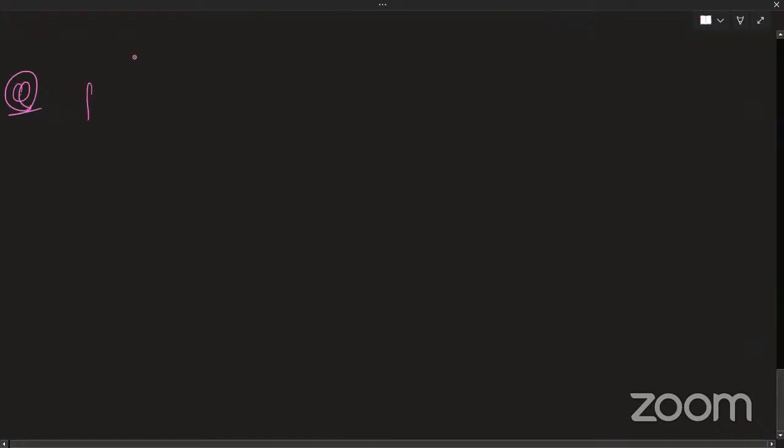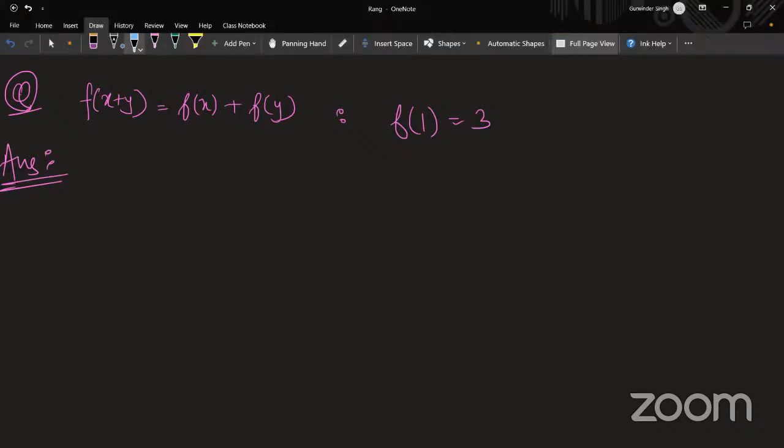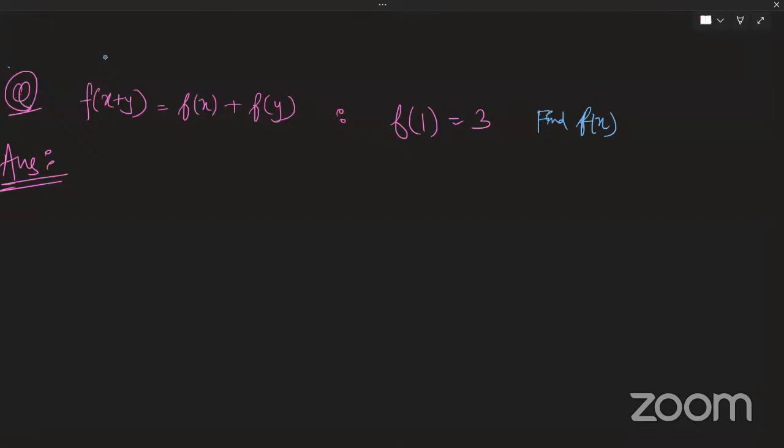So I have another functional equation, f of x plus y is equal to f of x plus f of y. And I have f of 1 is equal to 3. So can you tell me what is my solution of f of x? What is my function f of x? 3, sir. Sir, f of x is 3. Like it is a constant function.